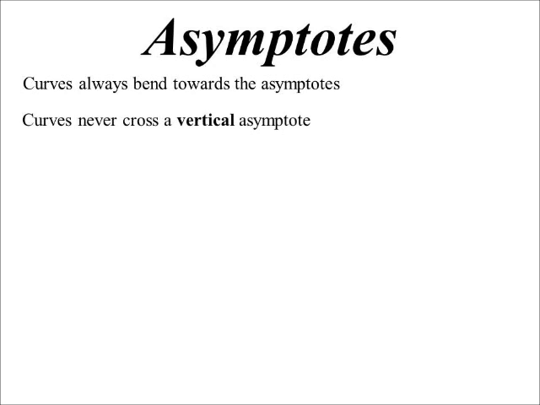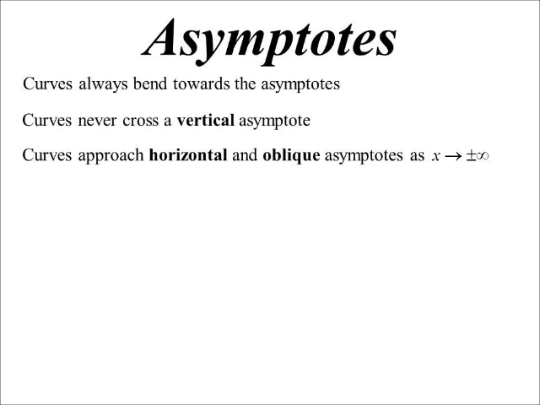We're going to finish off looking at our graphs and inequalities by looking in a bit more detail at asymptotes. Okay, so when you are drawing your curves, of course, always bend towards the asymptote. They will never cut a vertical asymptote, but they can cut oblique or horizontal ones.